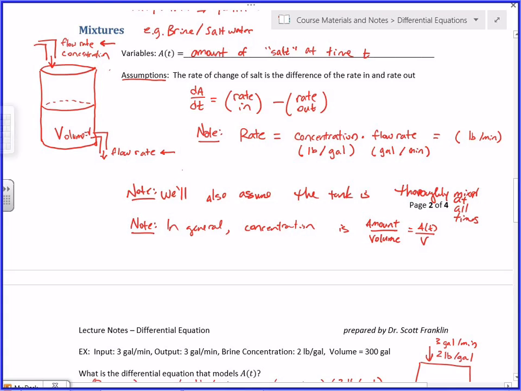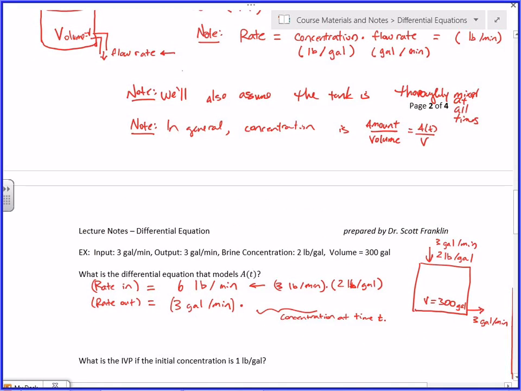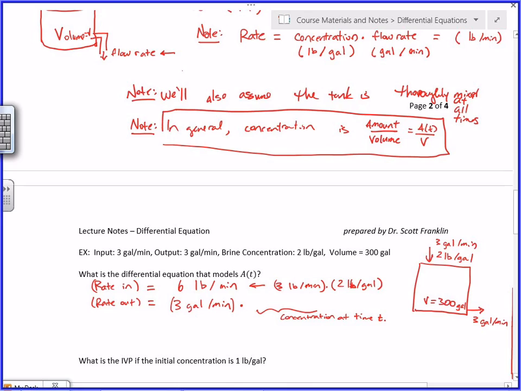All right, so up here, I've got the amount of salt at time t. And I know then, and this is why I wrote this note right here, the concentration at time t is A over the volume. A is unknown. What's the volume of the tank? 300. So the rate out is going to be 3 gallons per minute.